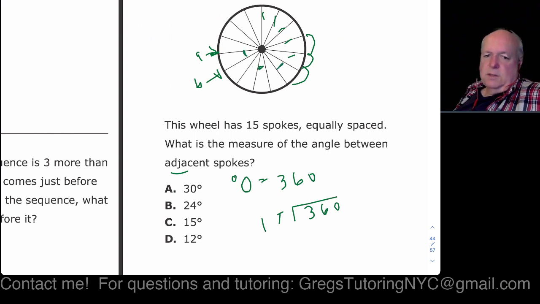So anyway, 15 goes into 36 2 times. We get 30, we get 6 left over, right? And then 15 goes into 60 4 times. So we get 24. That's all they're asking you to do for that one, guys.